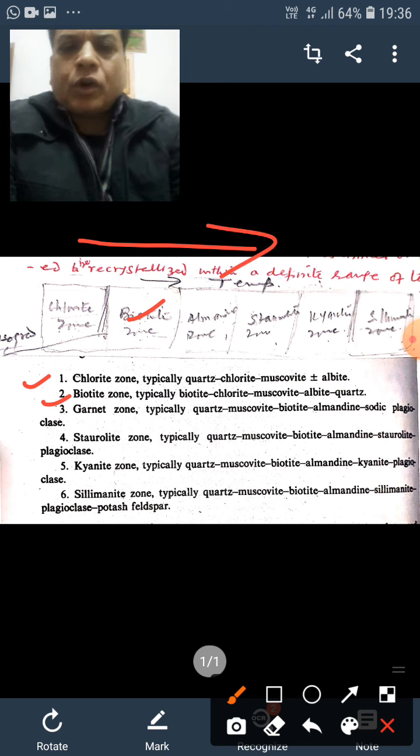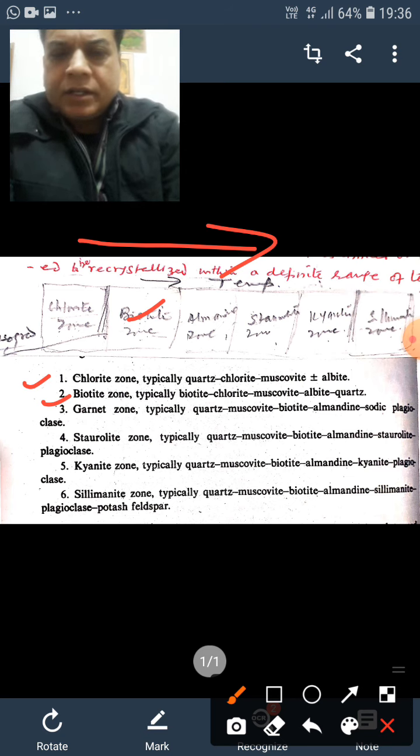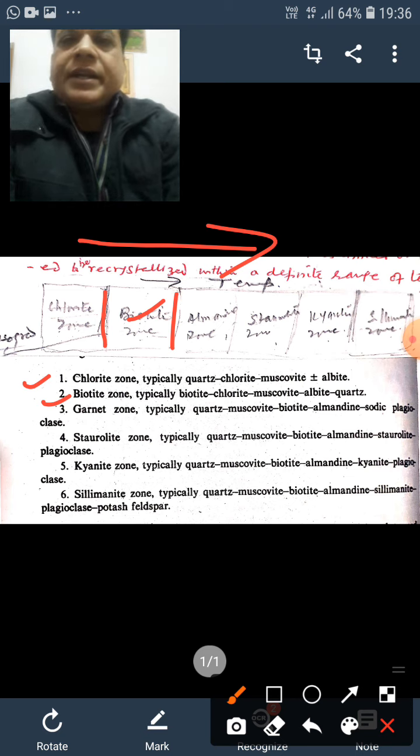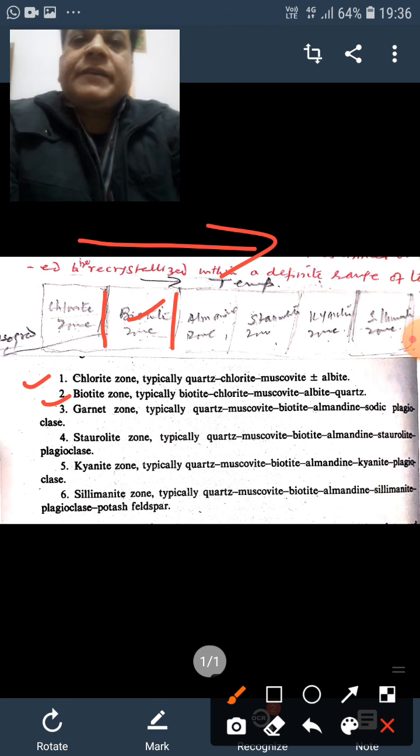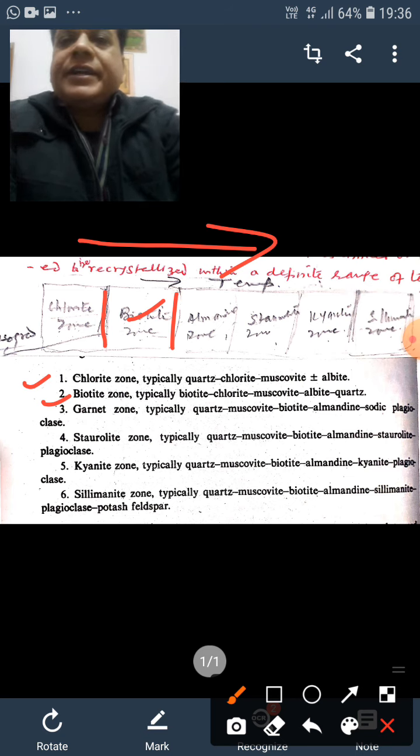Now in progressive metamorphism, the contact line of chlorite and biotite is your isograd. So these are the isograds I told you, and these are the zones. With progressive metamorphism, at low pressure and temperature first is the chlorite zone, then with rising temperature the biotite zone, typically biotite, chlorite, muscovite, albite, quartz. This is the mineral assemblage of your biotite zone.